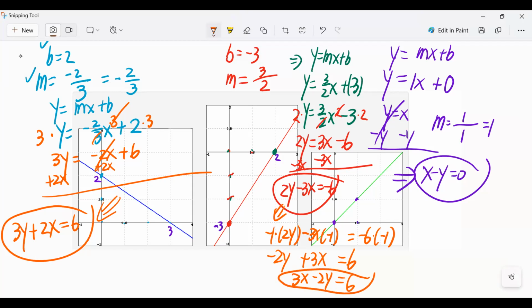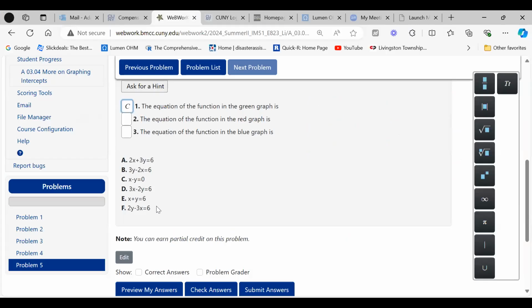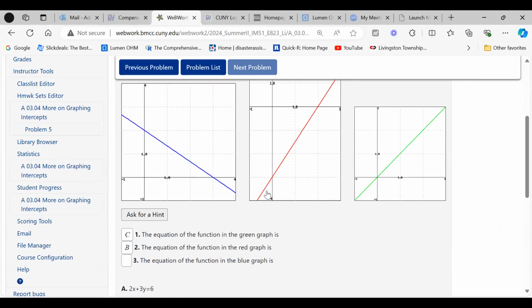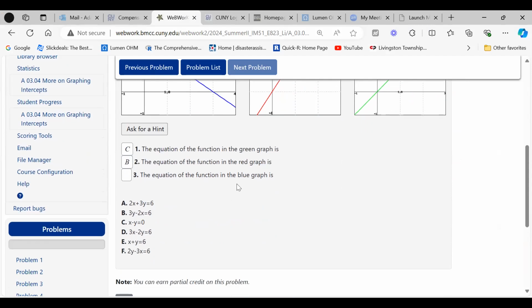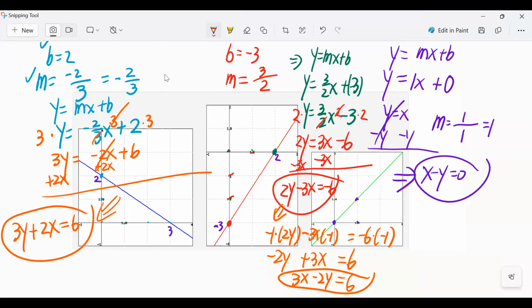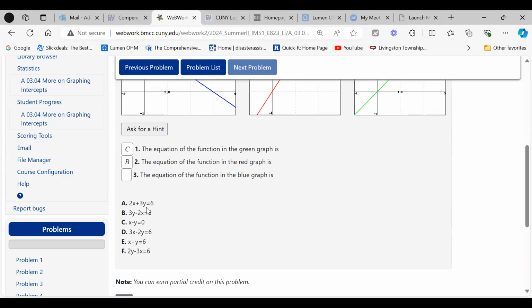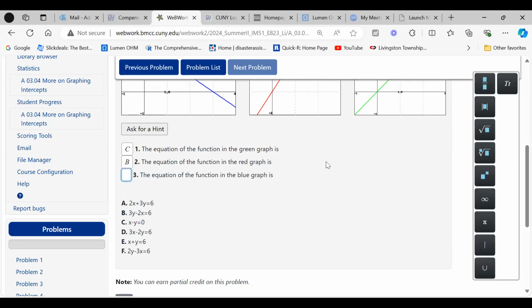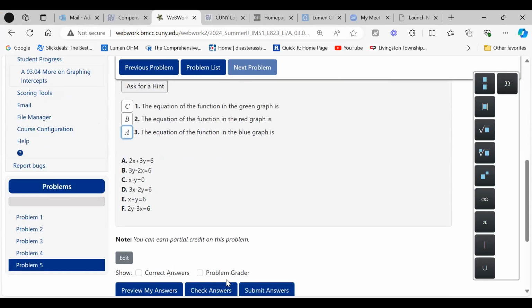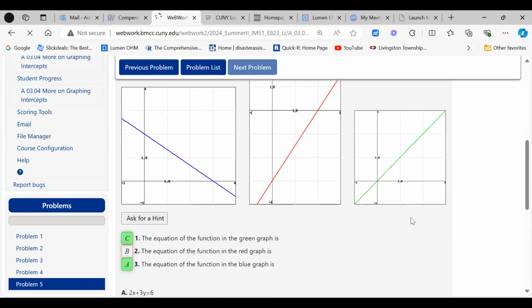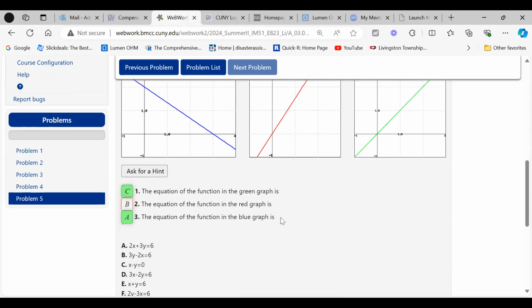Okay, and that turned out to be C, not C, it's 3x minus 2y equals 6, or B. That's the function, right? When the blue one is 3y plus 2x equals 6, that would be A. It would be C, B, and A. Okay. Any question about this? No, B is not, okay. Red line is not B.